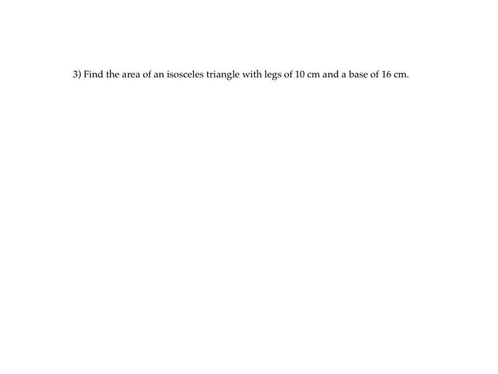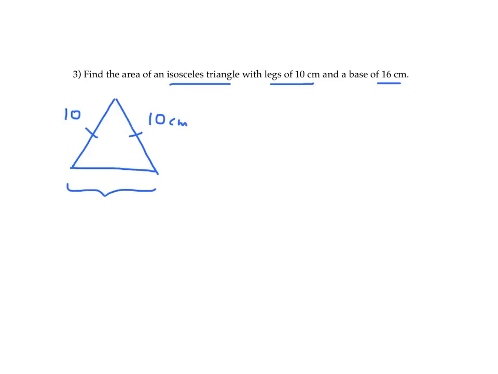In our third example, we're asked to find the area of an isosceles triangle with legs each equal to 10 centimeters and a base of 16 centimeters. This one would be easier to think about if we had a picture. So remember that an isosceles triangle has at least two congruent sides. So I'm going to say each of these sides is 10 centimeters, and this base right here is 16 centimeters.